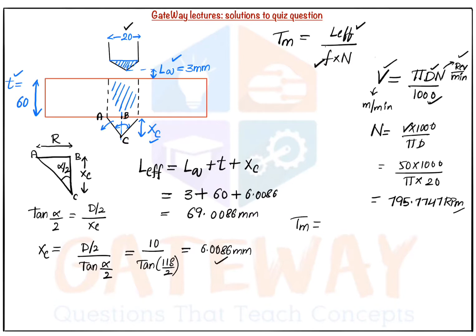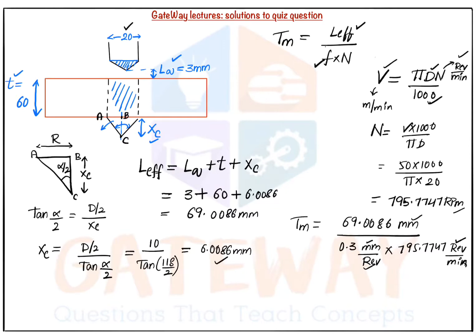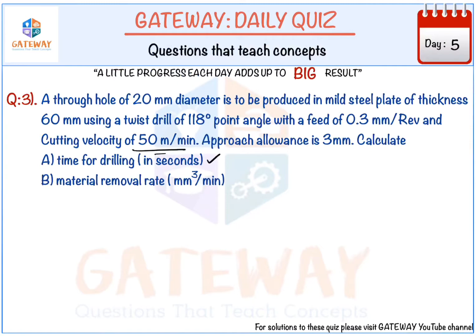If all the values are known, we can calculate the machining time. Machining time is equal to L effective, 69.0086 mm, upon F, 0.3 mm per revolution, into 795.7747 revolutions per minute. Here revolution cancels, mm cancels, and minute goes into the numerator. So the final answer, T machining, is 0.28906 minutes. In the question it was asked in seconds, so that is 17.3437 seconds. This is our answer for the first part. Now we need to calculate the material removal rate.